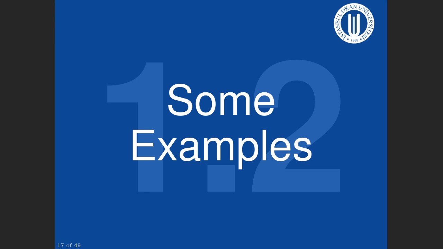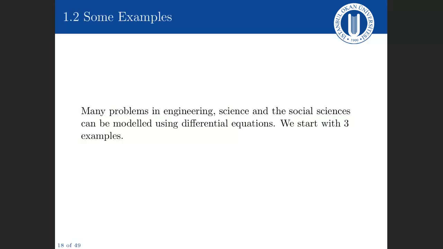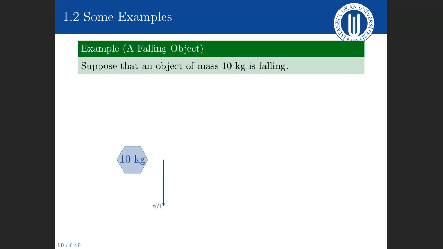I want to run through some examples from science. Many problems in engineering, science, and the social sciences can be modeled using differential equations. I want to start with three easy examples. The first example is a falling object. Let's suppose we have some object of mass 10 kilograms, and let's suppose that the object is falling downwards.